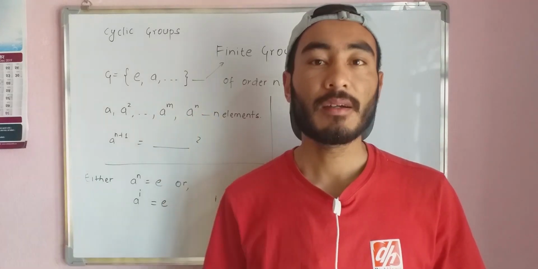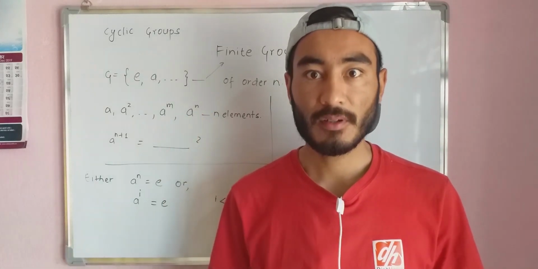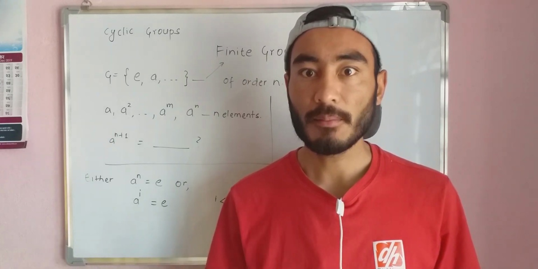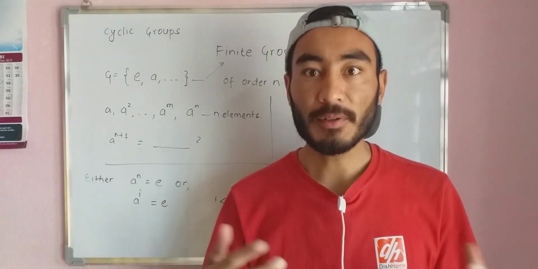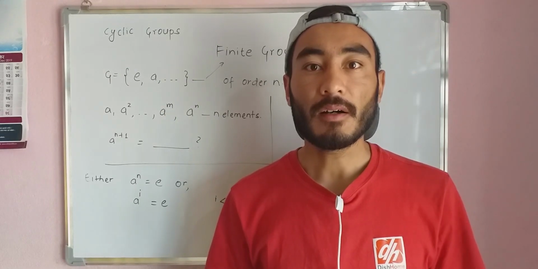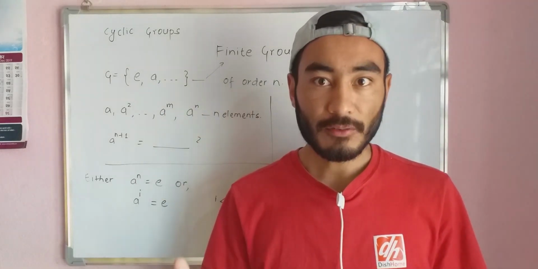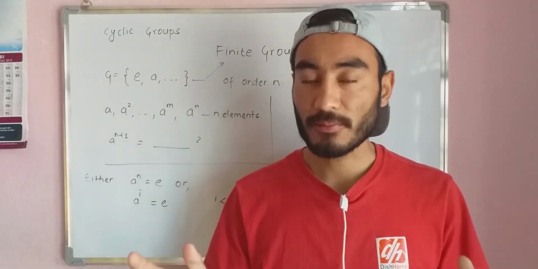Hello everyone, this video is on cyclic groups. A cyclic group, the name is derived from cycle, means loop, repetition. A loop has something to do with repetition. A cyclic group is a beautiful notion of finite groups.